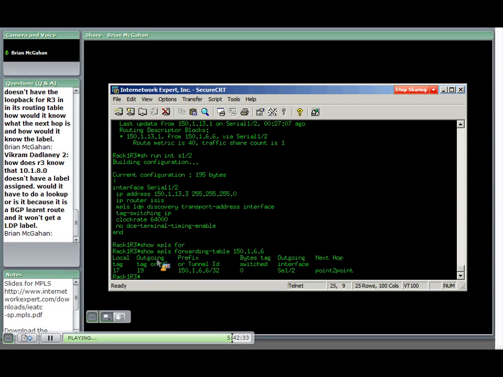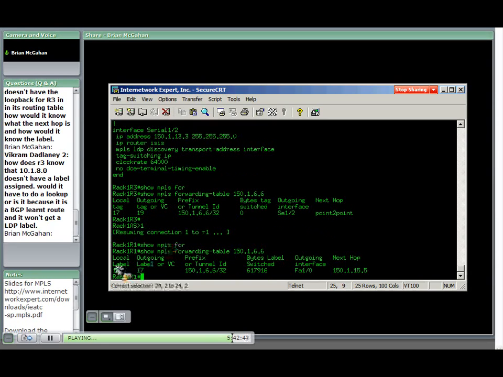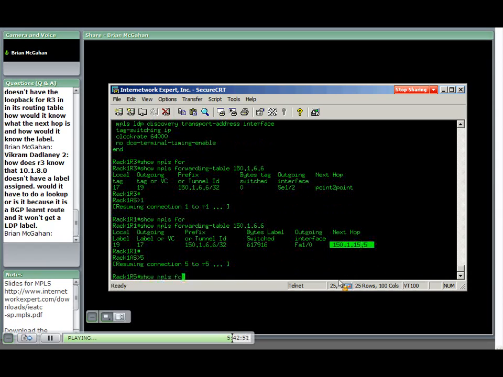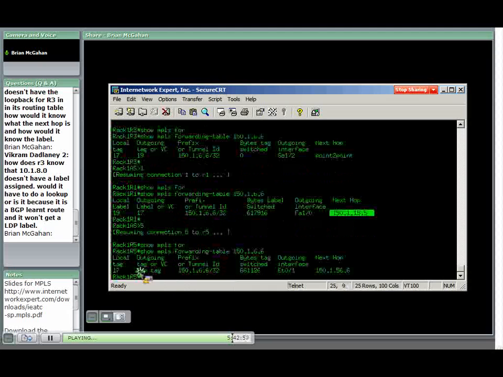When we look at serial 1/2, we see this interface is running MPLS. So now we need to know, is there an MPLS label going out serial 1/2 that is associated with the BGP next hop value of this route, which is 150.1.6.6. So we say show MPLS forwarding table 150.1.6.6. And in this case, there is. It says if the traffic is going to 150.1.6.6 out serial 1/2, use an outgoing label of 19.